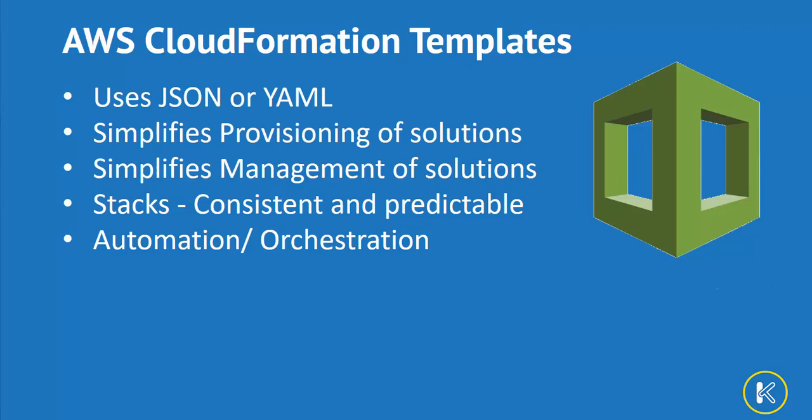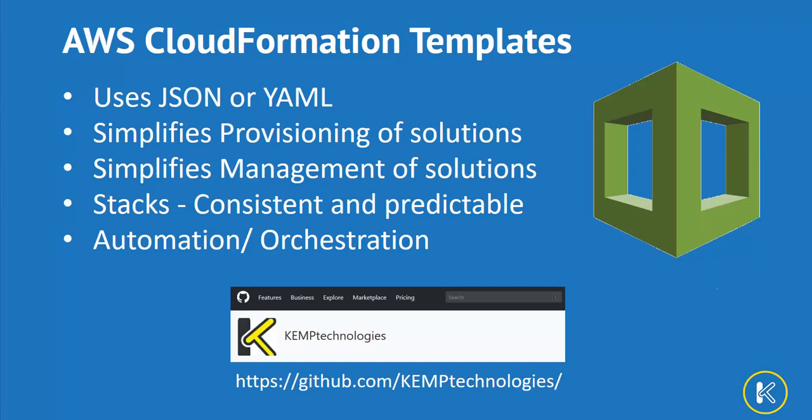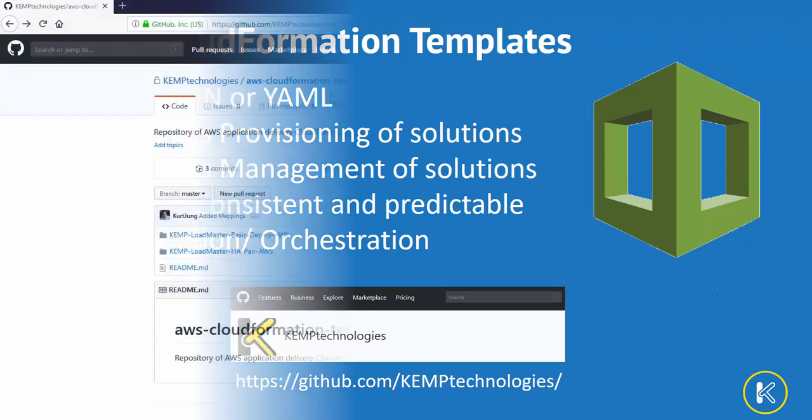CloudFormation templates are built using JSON or YAML formats. This provides customers with the flexibility when creating these templates. Using CloudFormation templates simplifies the provisioning and management of solutions deployed in AWS Cloud. CloudFormation stacks, which are a collection of AWS resources being managed, provide consistent and predictable results that fit nicely into every customer's automation framework. These templates and other automation examples can be found at KEMP Technologies' GitHub repositories.